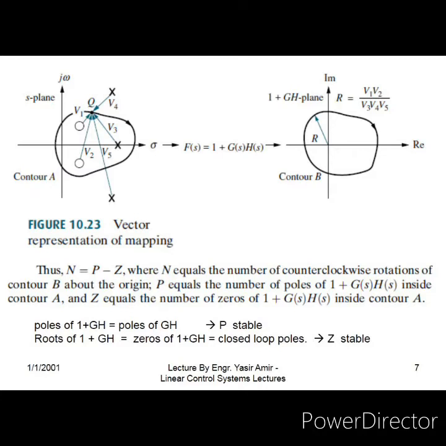If it is a zero, that is, it is in the numerator of the transfer function, its contribution would be positive. And if it is a pole, and it's in the denominator of the transfer function, then its contribution would be negative, or in the opposite sense as compared to the contribution of the zero. So the net contribution would be the difference of the two contributions due to the zeros and the poles.